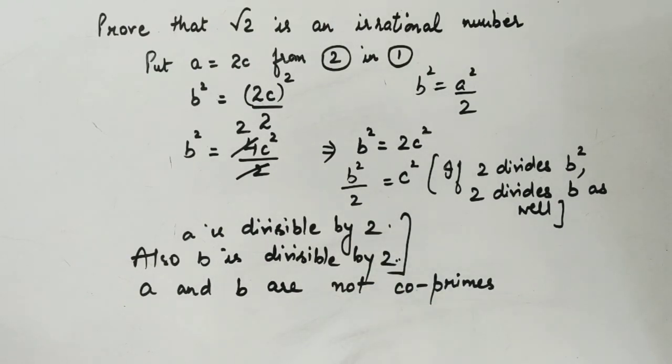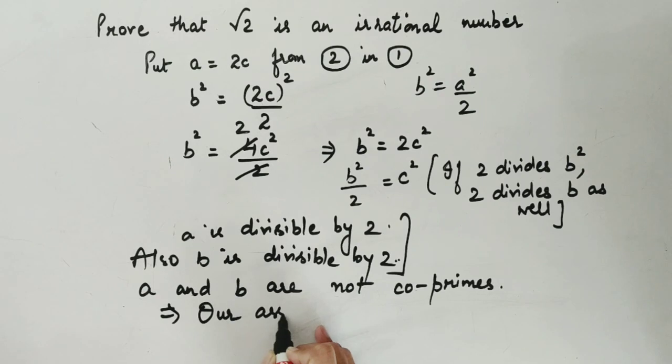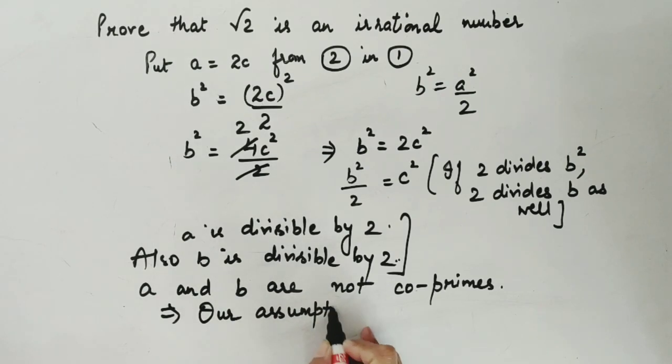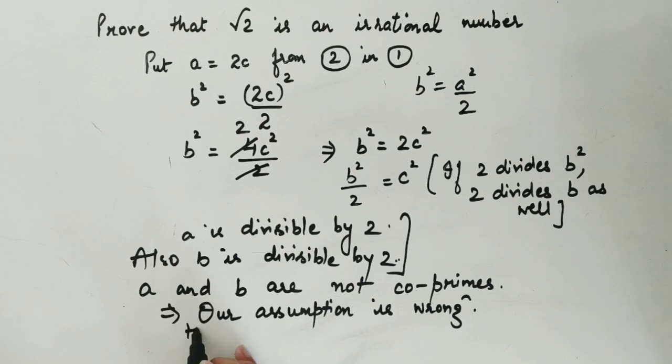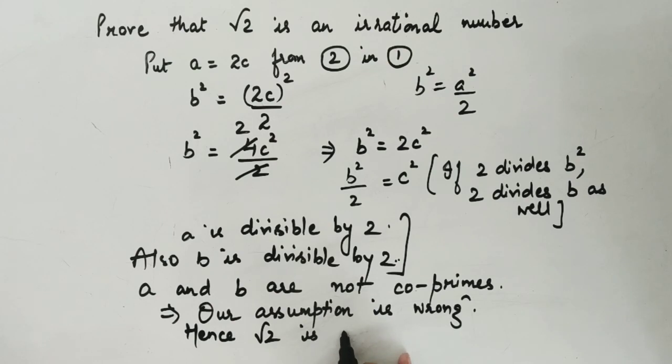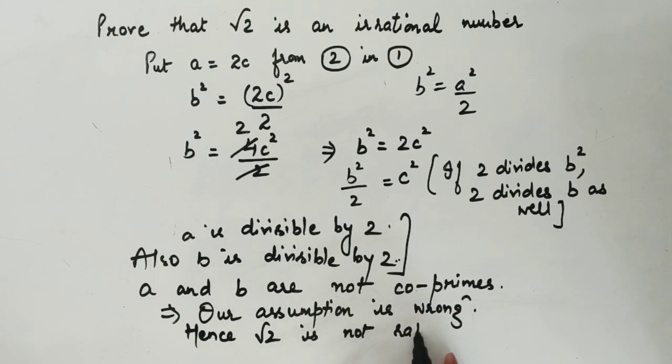So if a and b both are divisible by 2, they are no longer co-primes, and if they are not co-primes, that implies our assumption is wrong. It's a contradiction. Our assumption is wrong. Hence, root 2 is not rational. It is not rational number. It must be irrational. Hence, the result is proved.